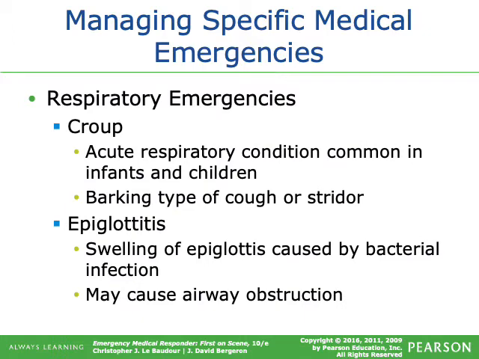Croup. Now, this is an acute respiratory condition that's common in infants and children. You're going to hear a barking type cough or stridor. A lot of times this will actually be relieved with cold air, so they may sound better and breathe a little bit easier when they're in a cold environment.